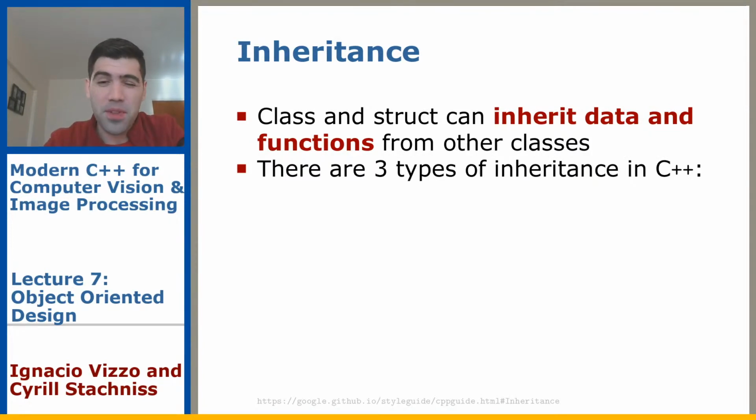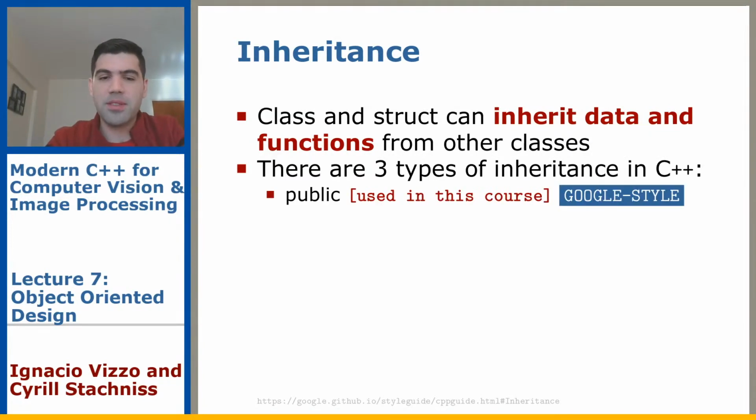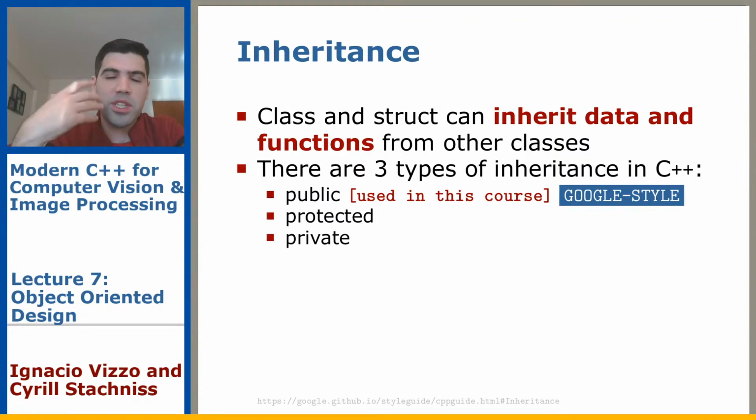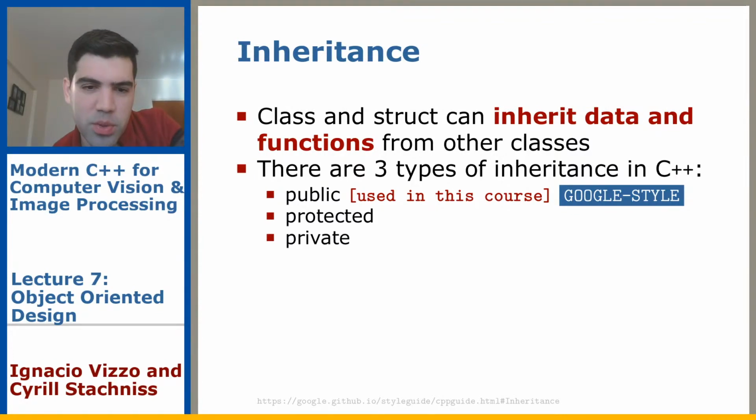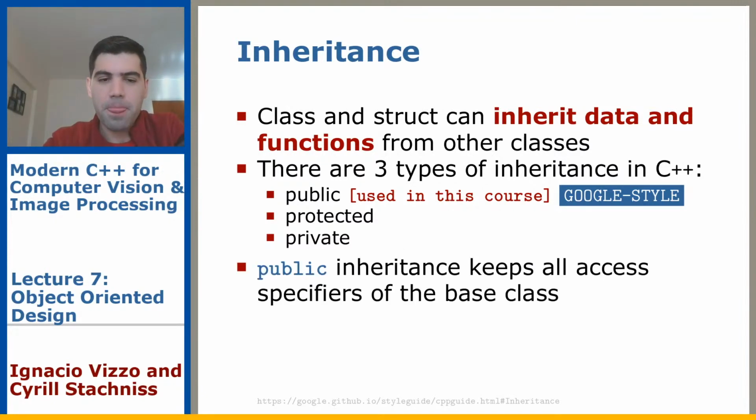There are basically 3 types of inheritance in C++. One is public, that is the one we use. If you have a derived class from a base class and you say, I am doing public inheritance, all the methods that are public will be public on the derived class, the protected ones will be protected, the private ones private, and so on. There are 2 other types of inheritance that are not commonly used. So for now, let's stick to public inheritance.